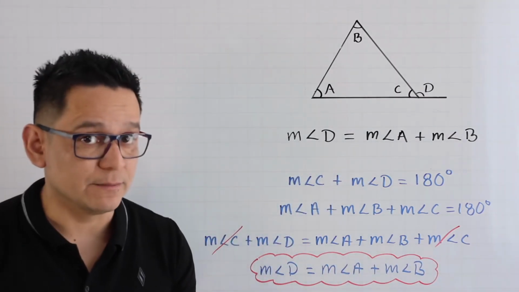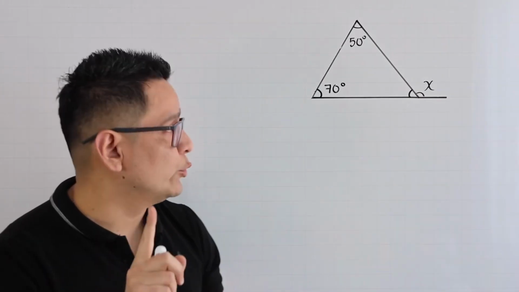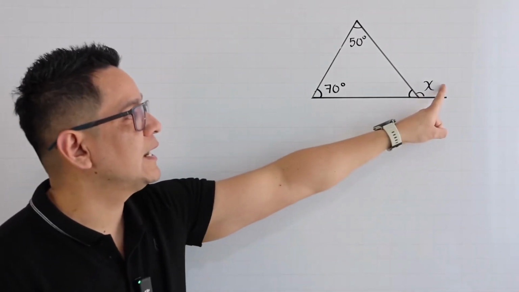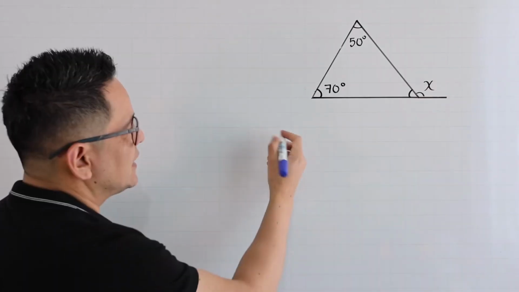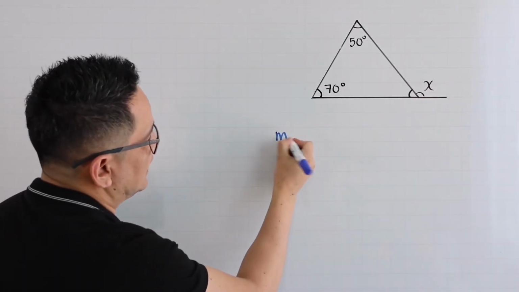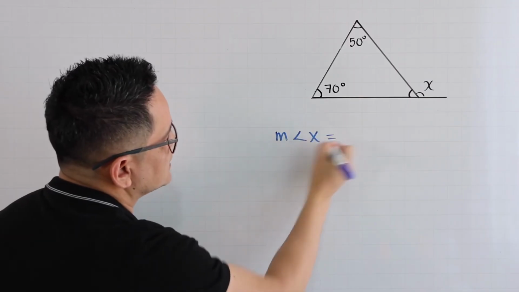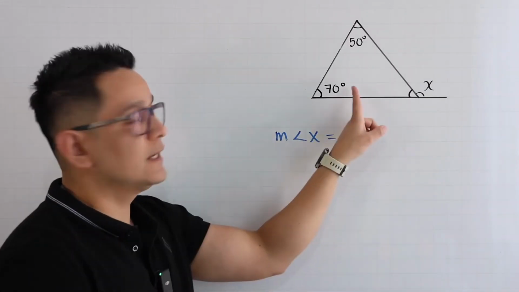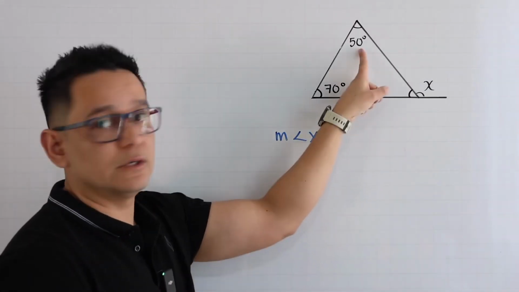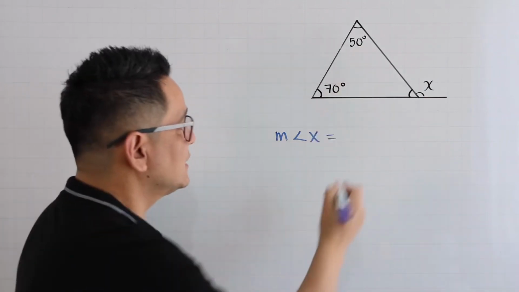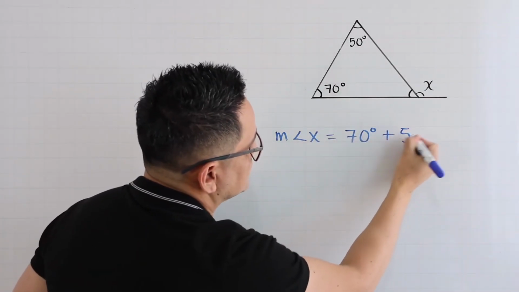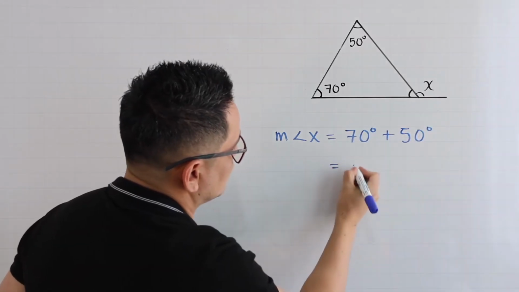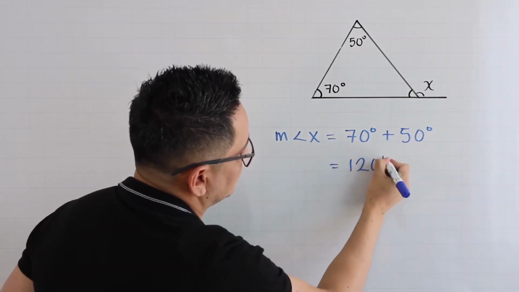Easy, right? Exercise number 1. We have to determine the measure of the angle we have here, represented by the letter X. What should we do? Well, let's say that the measure of angle X has to be equal to the sum of which angles? Well, this angle and this other angle I have over here, right? So I end up with 70 degrees plus 50 degrees. And this gives me a total of 120 degrees.